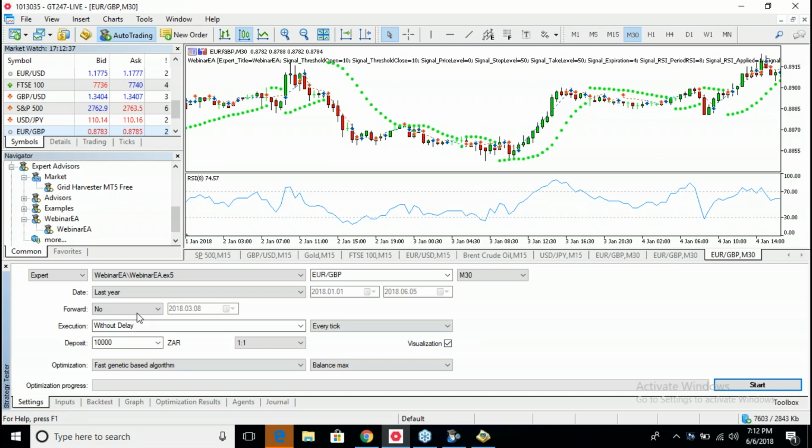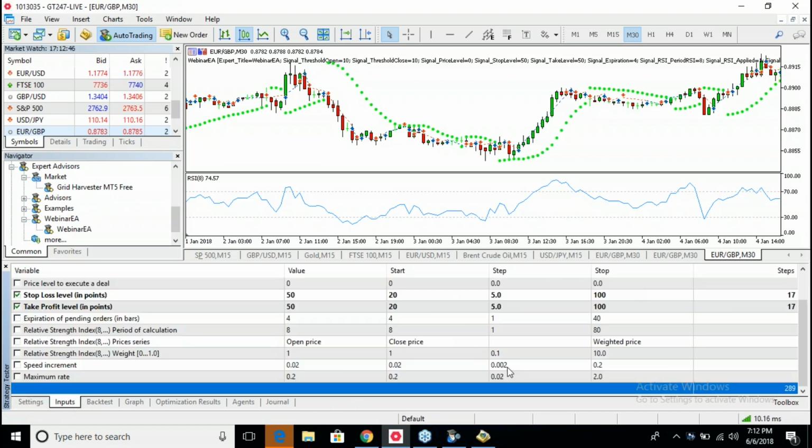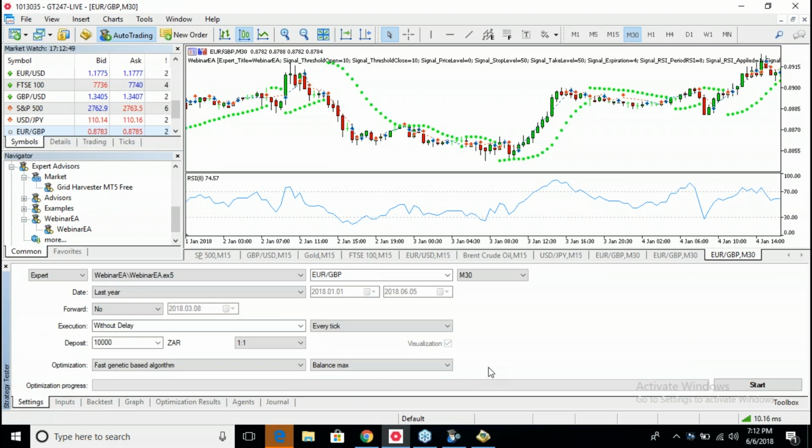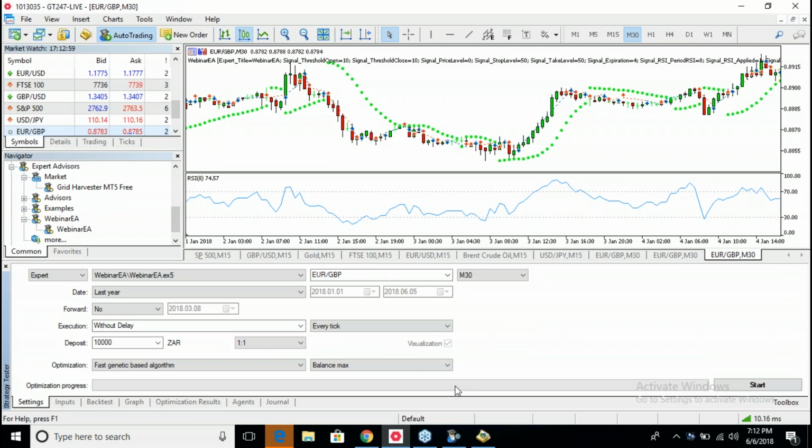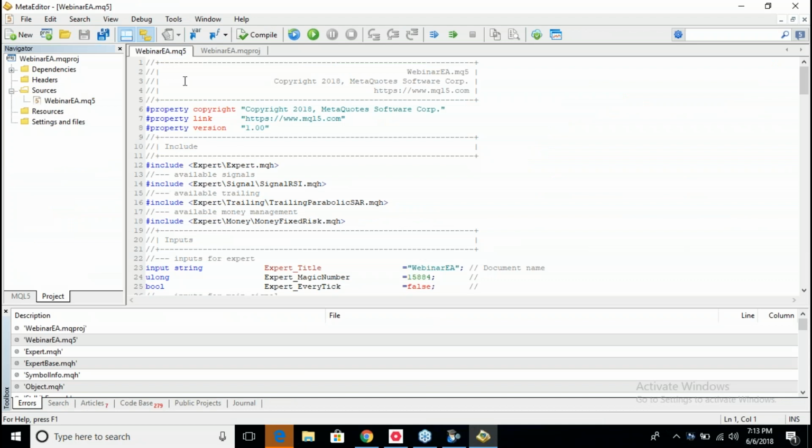But if you follow those exact same steps and you change this optimization to fast genetic, and you change the balance to whatever you want, you change the inputs like you had it here, it'll tell you which different combinations would have given you the biggest profit. And obviously, you probably have to run a couple of optimizations on that to make that one work. But what I showed you is how easy it is to create a custom EA from the predefined libraries that are out there.